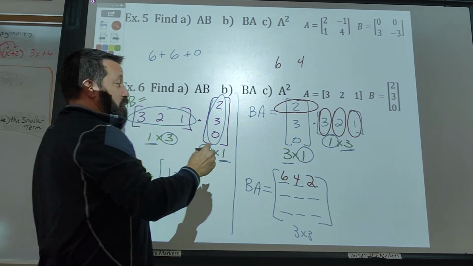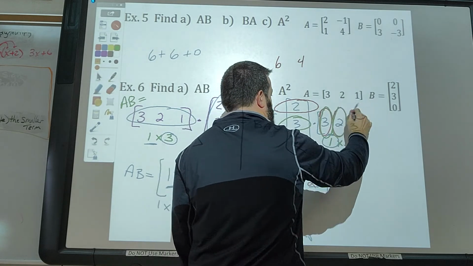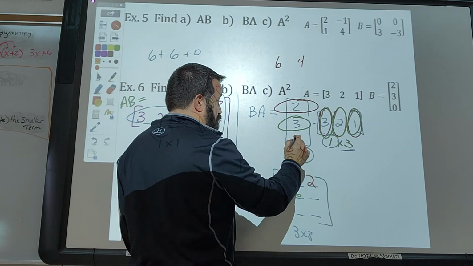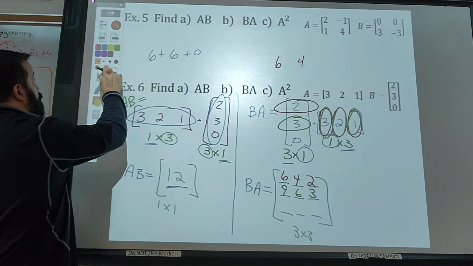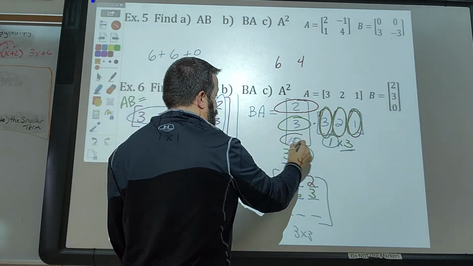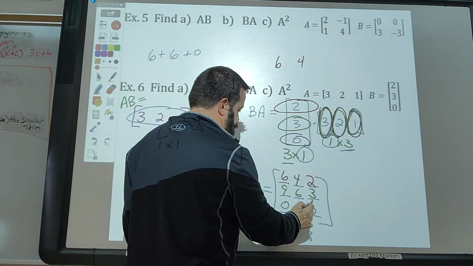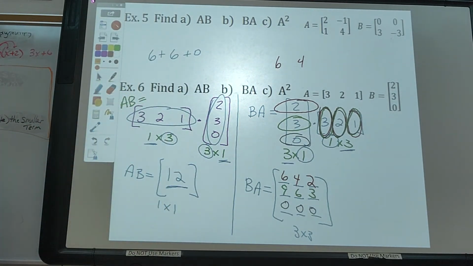Then I go to the second row. My second row is only a 3. So I'm going to take that 3 times each and every column. So 3 times 3 is 9. 3 times 2 is 6. 3 times 1 is 3. And so forth. All right. So then I go to the last one. I've got the 0. Multiply it by all 3 of these, and I get a bunch of zeros. So it's really, really strange.